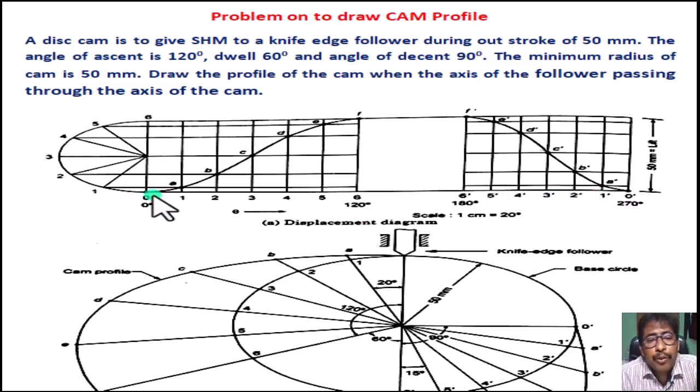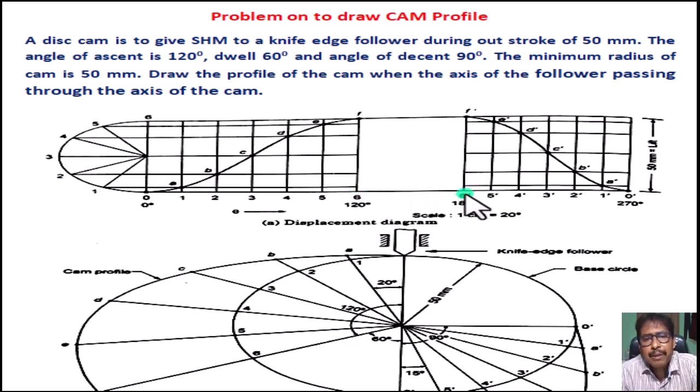Now this angle of ascent portion, which is 6 centimeters, we divide into 6 equal parts. Draw the vertical lines in this way and mark 0, 1, 2, 3, 4, 5, 6. In the dwell portion, there is no division.